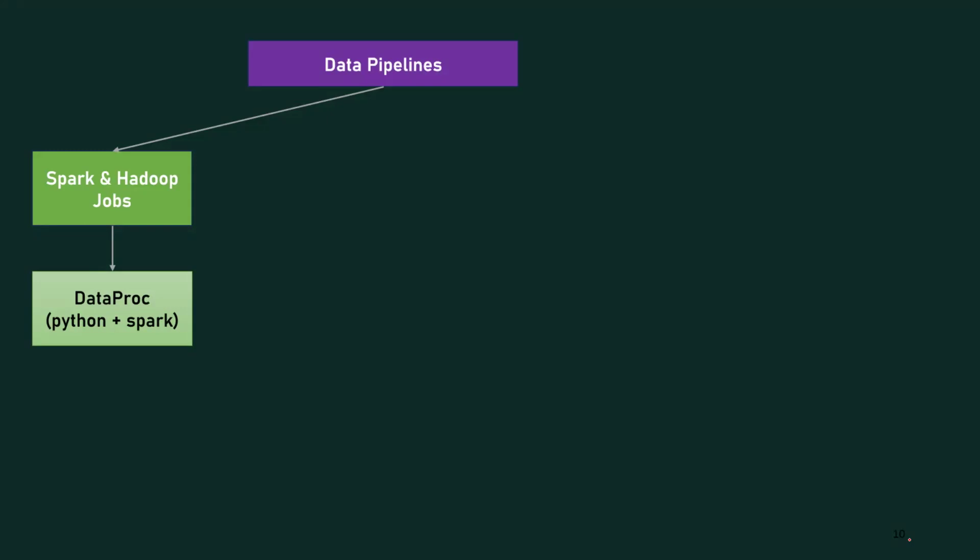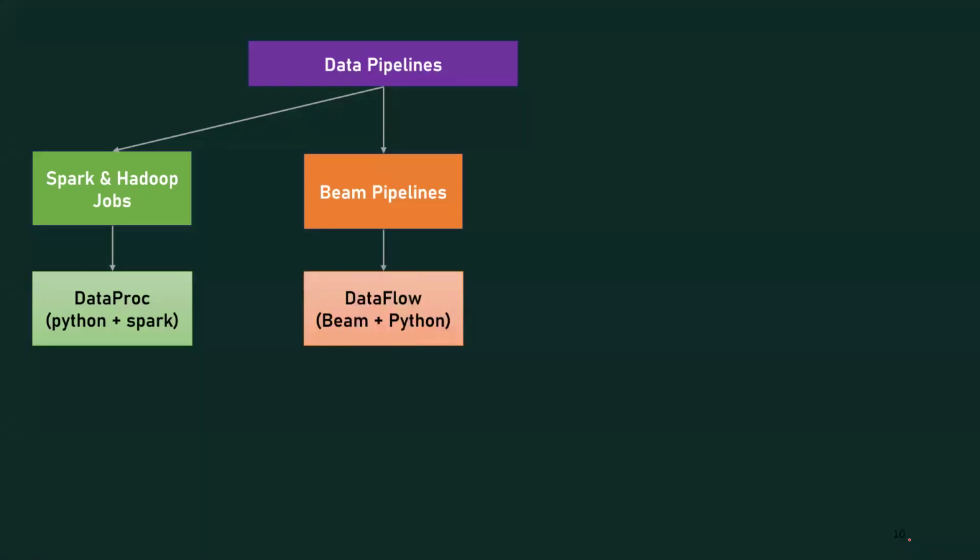So if I want to create Spark pipelines or Hadoop pipelines in Google Cloud Platform, we have Dataproc, which is a very, very important service. Using Dataproc, we are going to create PySpark pipelines. Next thing, sir, in my company we are also using Apache Beam. Can you tell me how I can create the Beam pipelines? In Google Cloud Platform, we have Dataflow, where we can create the Beam pipelines using Apache Beam with Python.